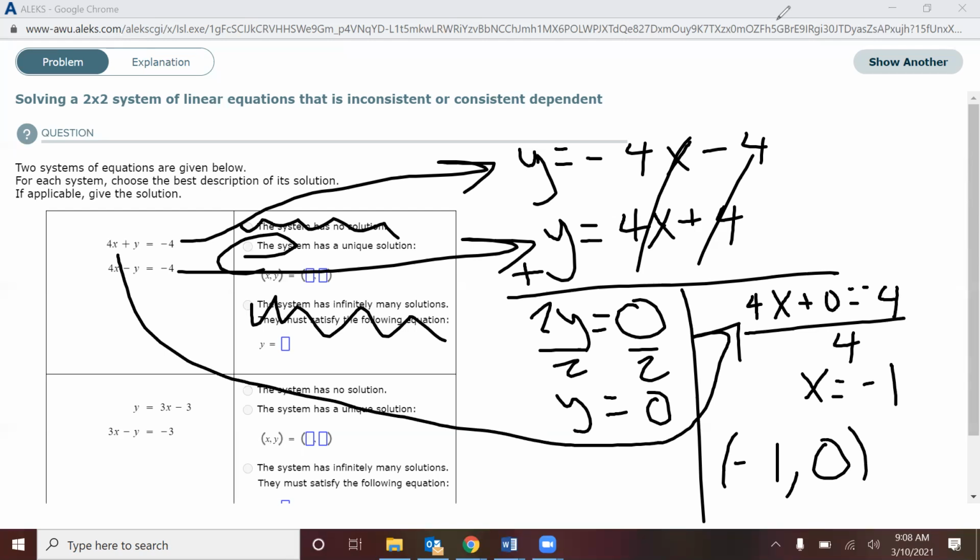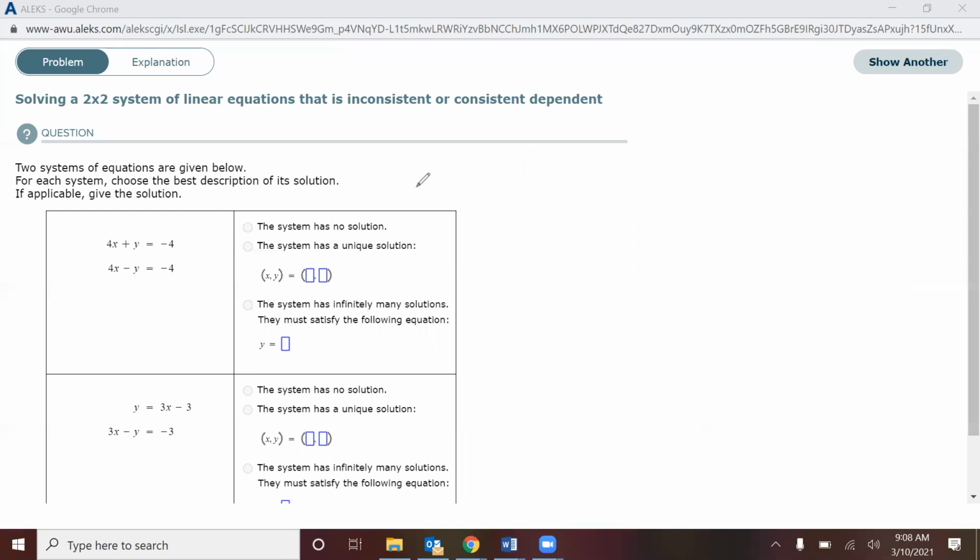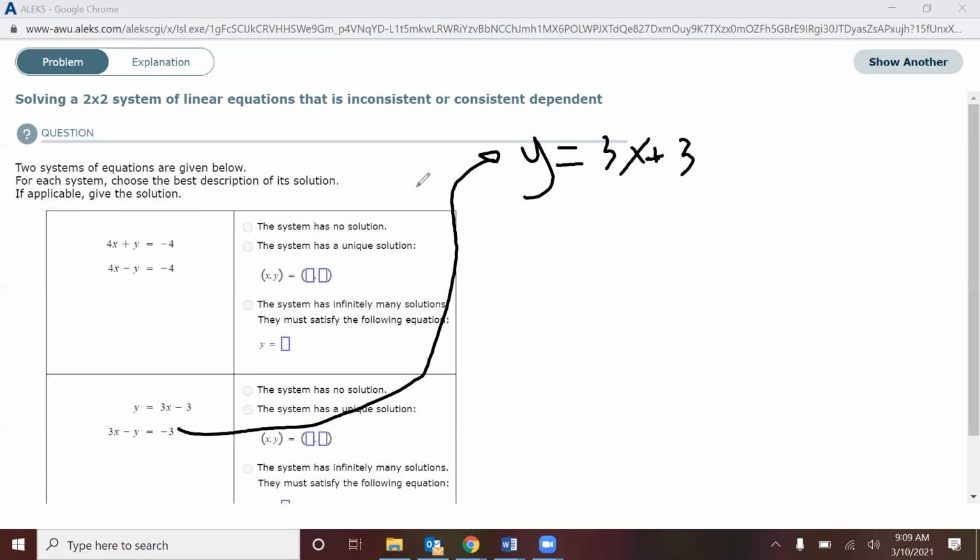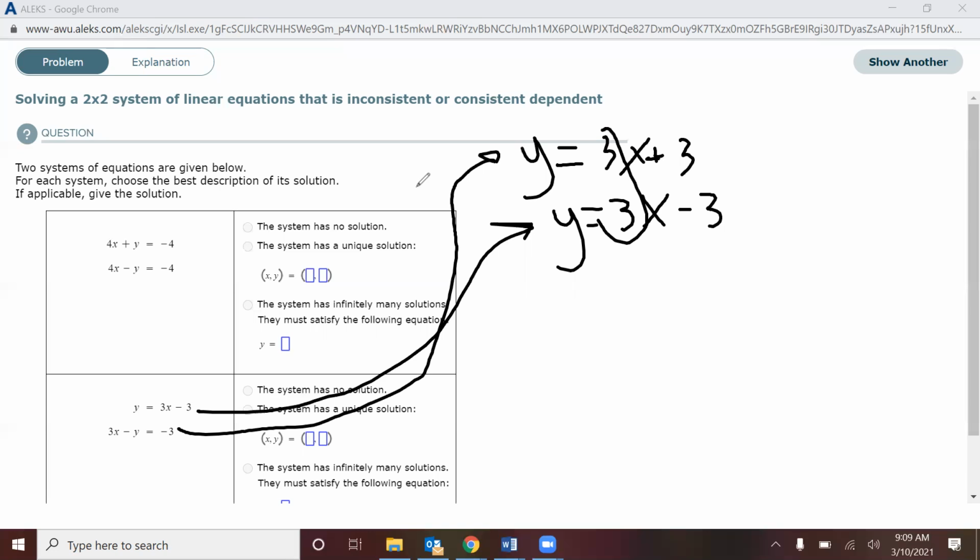Now let's do the other. Solving for y in the second equation, since the first is already done, we get y equals 3x plus 3. The first equation was y equals 3x minus 3. So the slopes are equal.